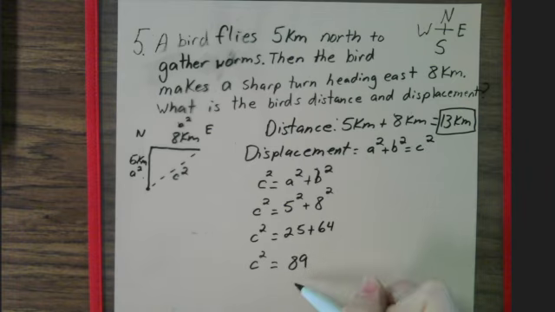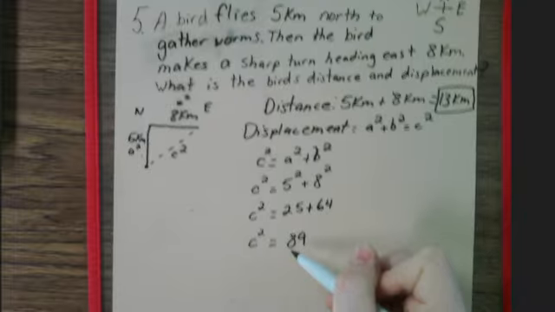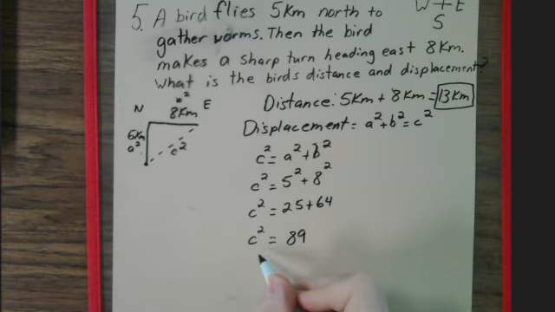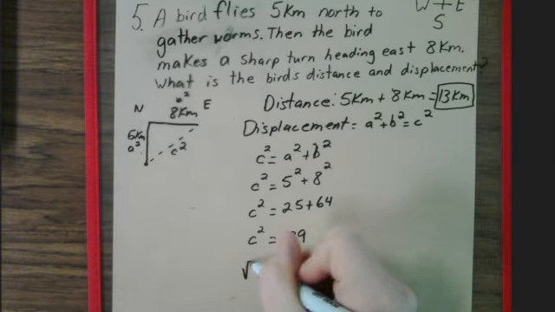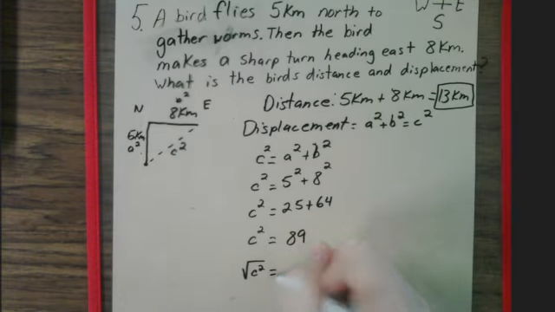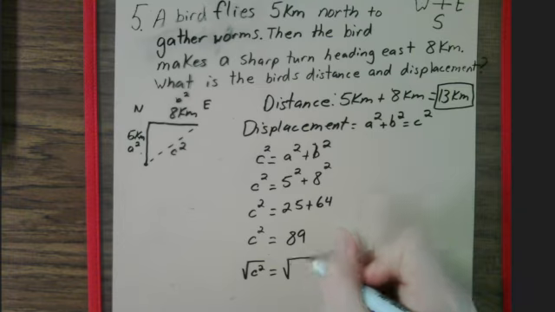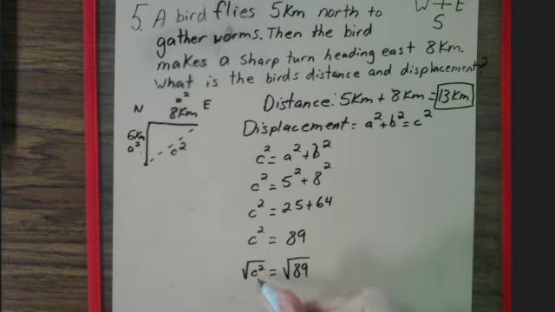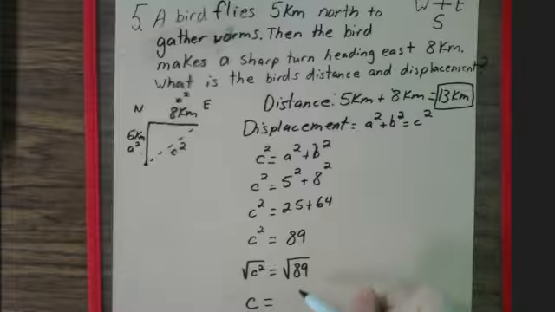Now we're not done yet. We need to get c by itself. Currently, c is squared. We need to get rid of that. Usually we use opposites: multiplication, division, adding, subtracting. We need to get rid of this square, so we're going to do the square root. But what we do to one side, we have to do to the other side. So the square root of c squared and the square root of 89. The square root of c squared is just c. We got it by itself.